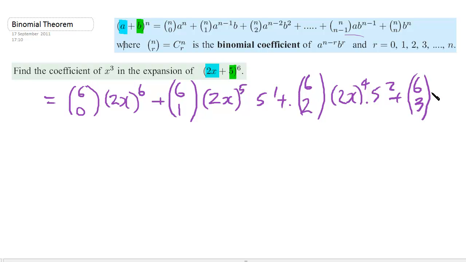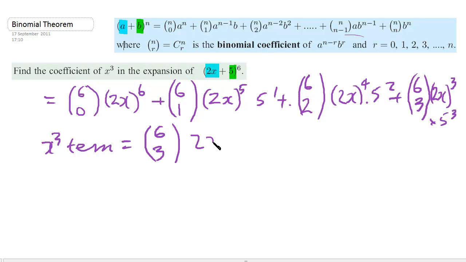I'm going to run out of space here. 2x cubed times by 5 cubed. Okay, now this is our term. This is the term with x cubed in it. When you cube all that out, you get the x cubed. Now, the x is going to go down as far as we go along. So the x cubed term is equal to 6c3 2x cubed times 5 cubed.